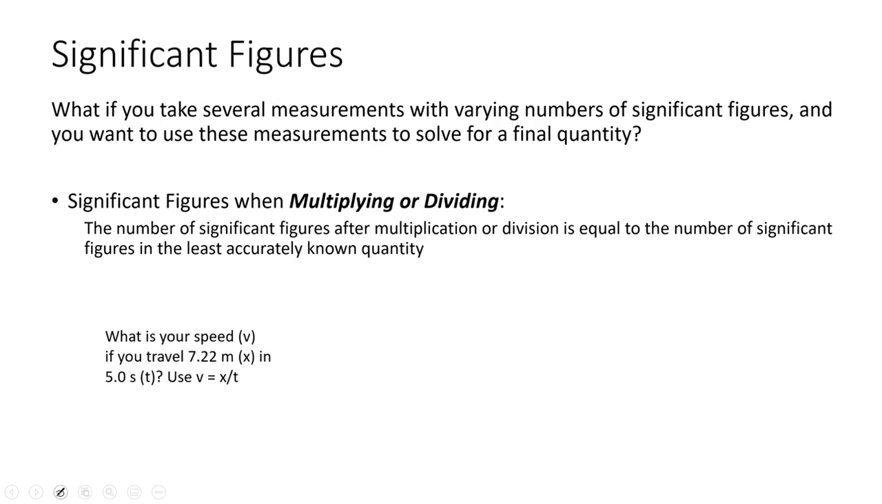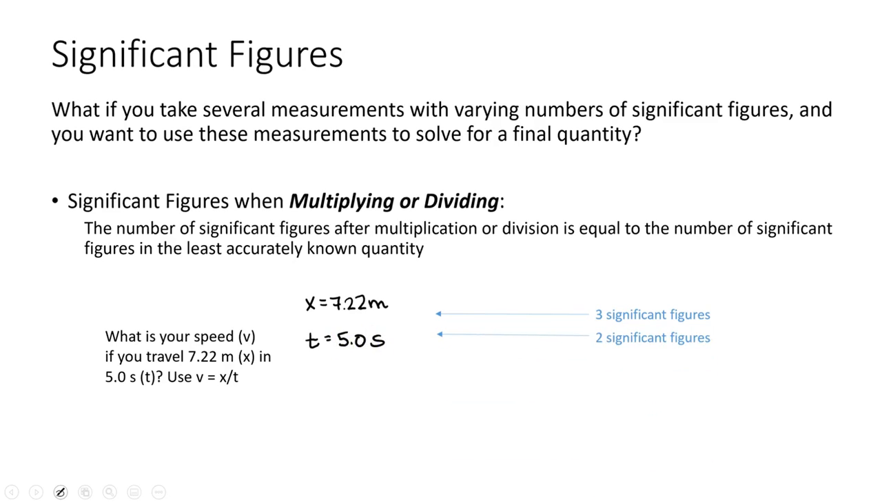So looking at an example, here we have: what is your speed, which I'm going to call v, if you travel 7.22 meters, which I'm going to call the distance x, in 5.0 seconds, which I'm going to call t, that's time, and we're going to use the equation v equals x divided by t. First, I'm going to write out x, which is equal to 7.22 meters. I notice right away that it has 3 sig figs. Next, I'm going to write out my time, t, which is equal to 5.0 seconds, and I notice that it has 2 sig figs.